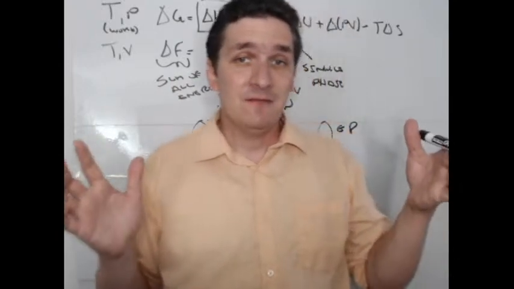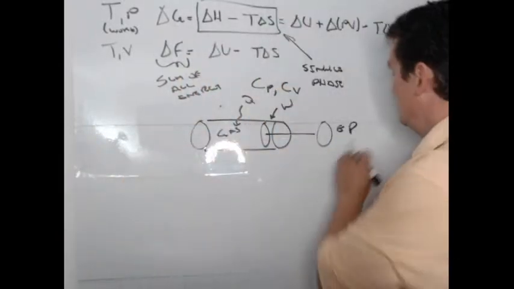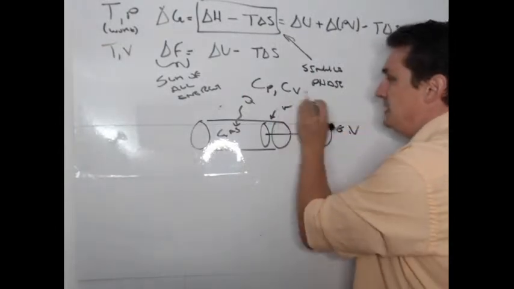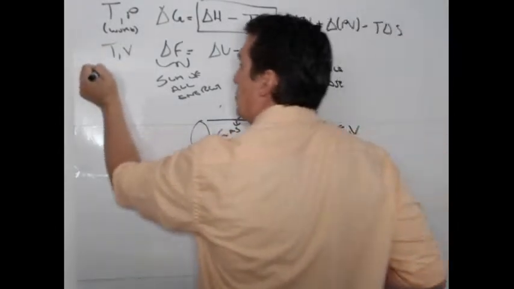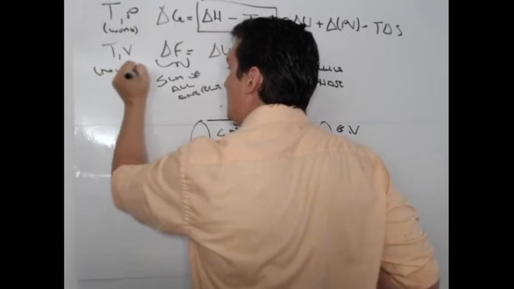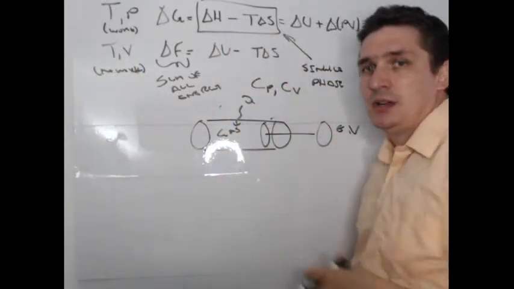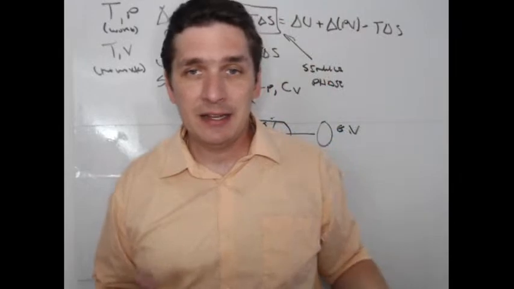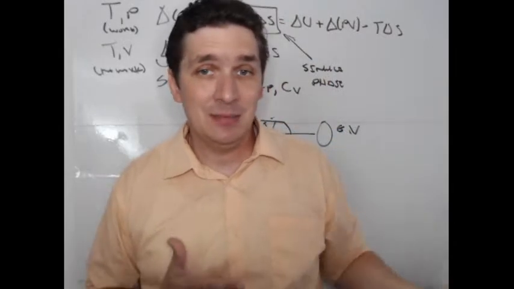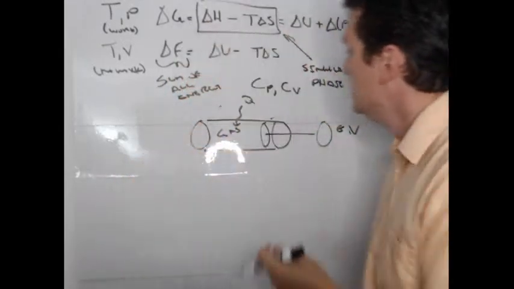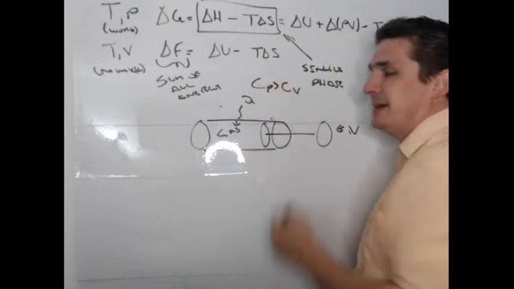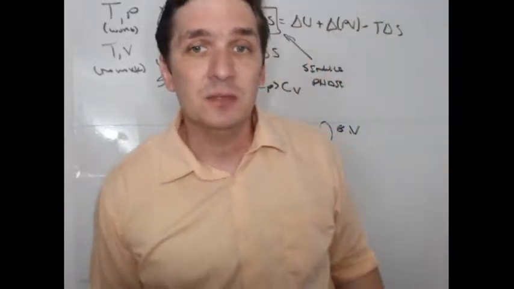If we have constant volume, we can't do work. So if we're at constant volume, this piston never moves. So there's no work. And because there's no work, every joule of heat we apply to this piston goes directly to heating the material up. It doesn't go to doing any work. So because of that, our constant pressure heat capacity is always greater than our constant volume heat capacity.